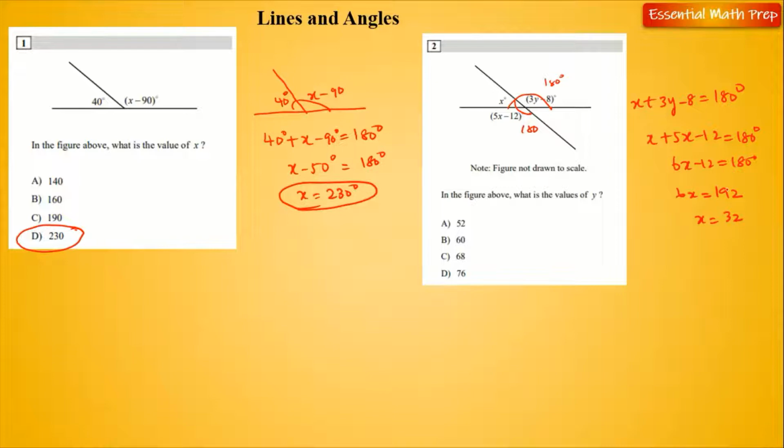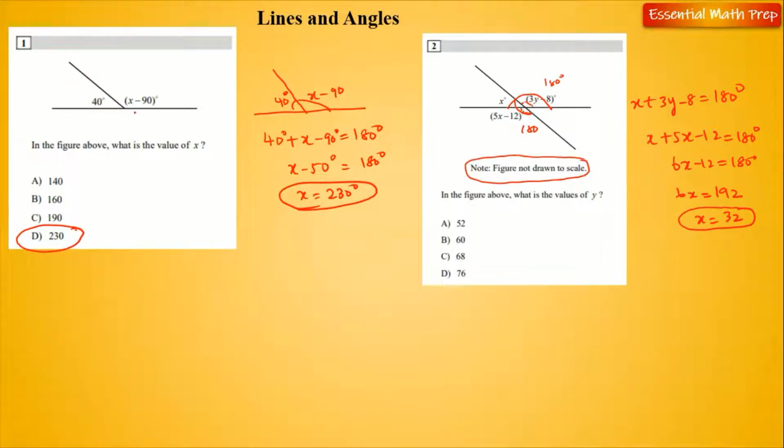What you have to notice is, because it says clearly the figure is not drawn to scale, please do not assume that 5x minus 12 is equal to 3y minus 8 just because they're opposite each other. Please don't assume these two are equal. You have to figure out some way of numerically solving x and y before you can make that call. It may be equal, it may not be, but don't assume. If you do, chances are you're going to make a mistake.